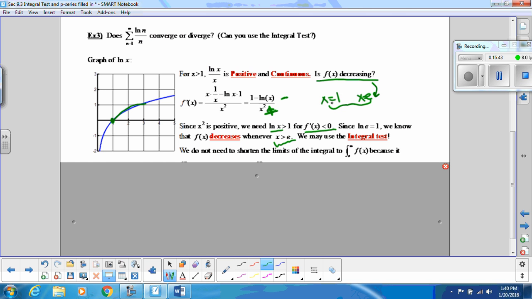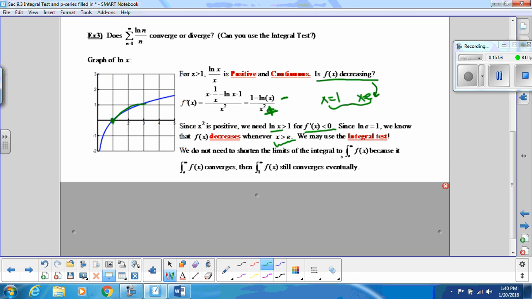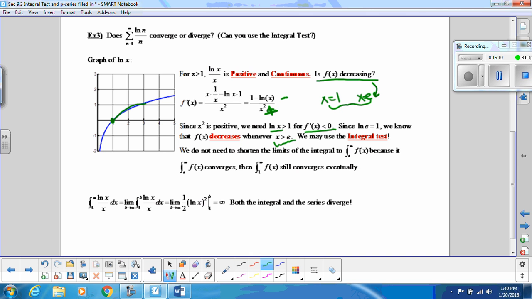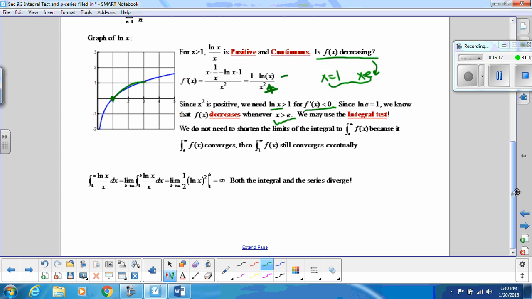So this front part in the beginning won't really matter. We'll either add it on to some diverging part or we'll add it on to some converging part. So that's why we don't need to shorten the limits of the integral to start at e. We don't have to worry about that, because like I said, if it's diverging or converging, we're just tacking on that extra part. So you don't have to worry about changing your integral test. All right, so having said that, let's do the integral test.